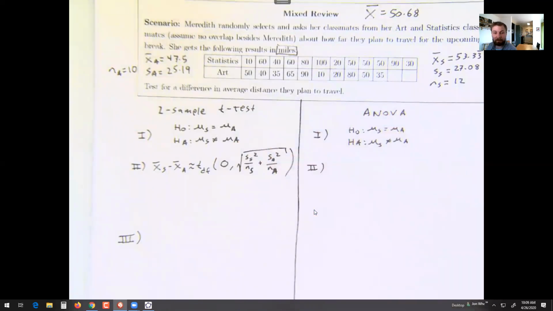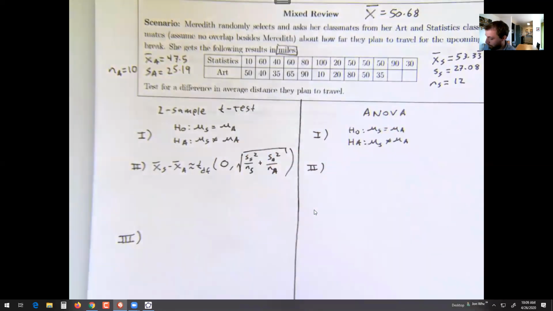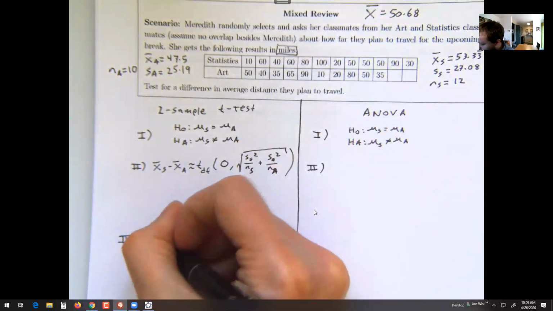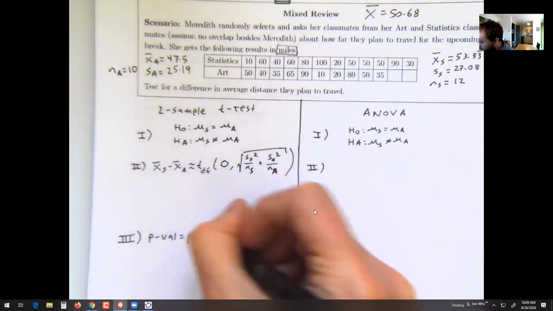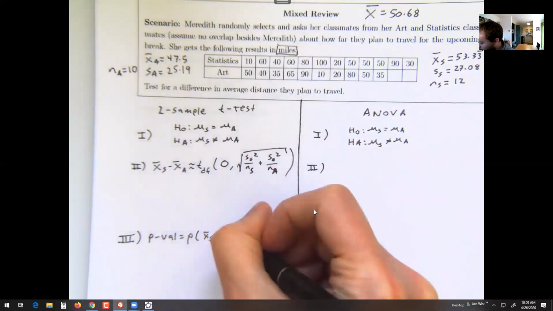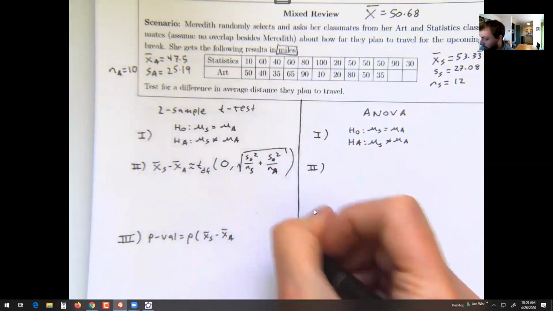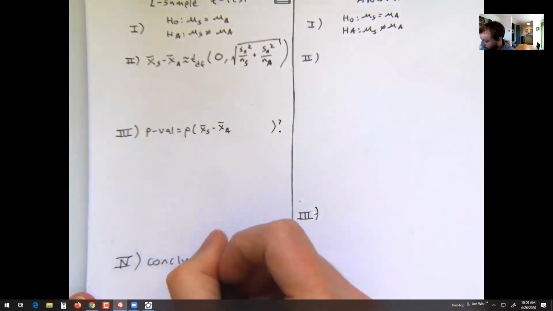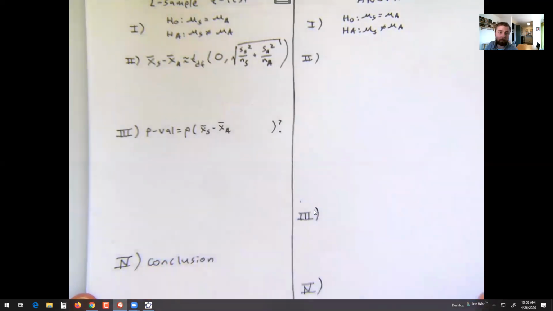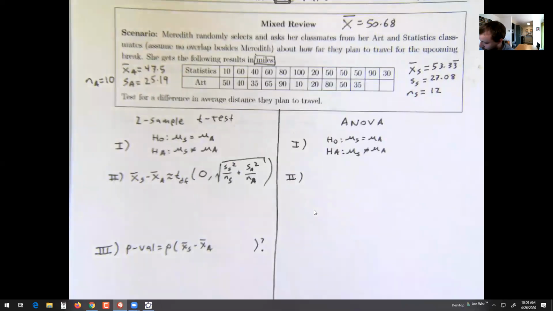I'll fill in the numbers in a second, but I'm just rewriting down the model. My third step will be the p-value, where I actually compare those two sample averages, or more extreme, whatever that setup's going to look like. And my final step will be my conclusion. Let's come up with the model.